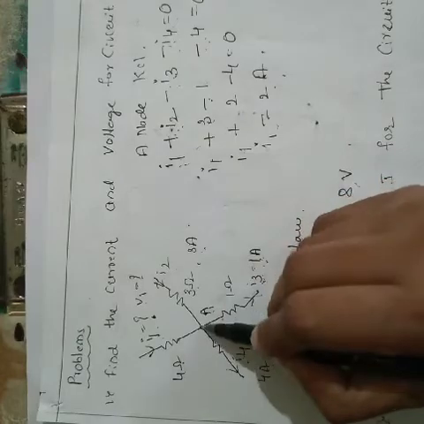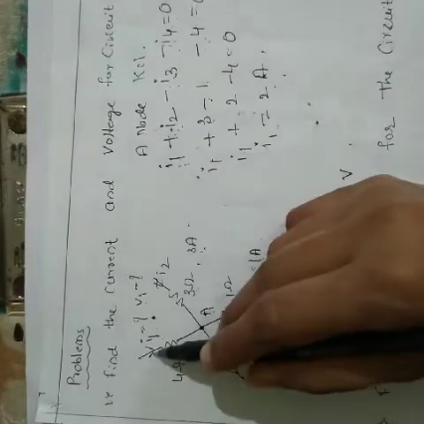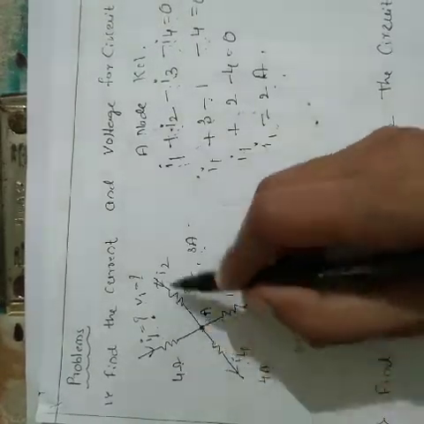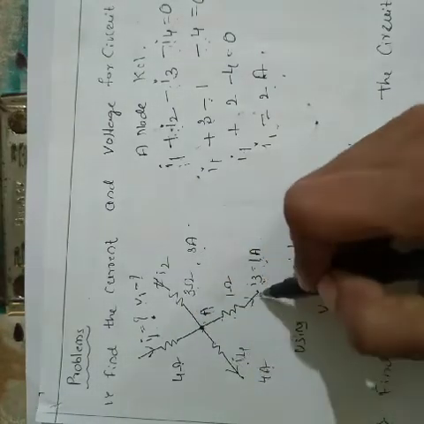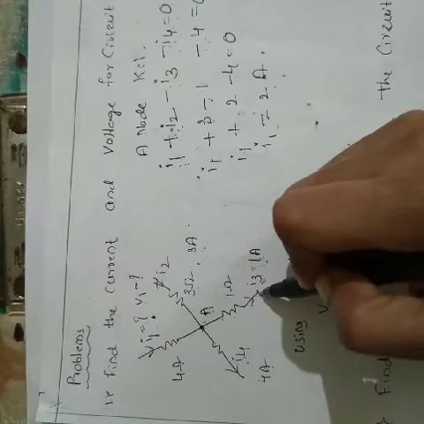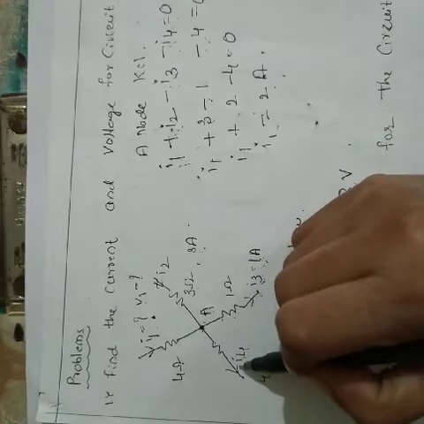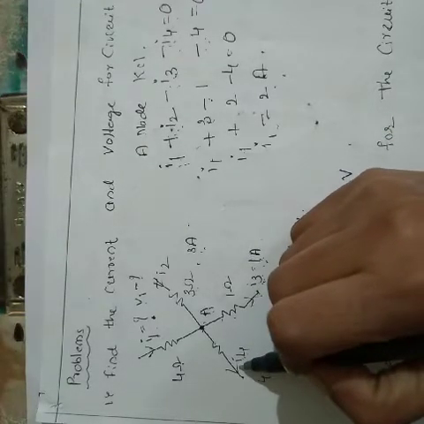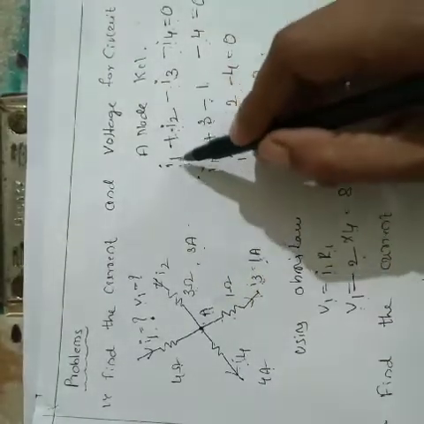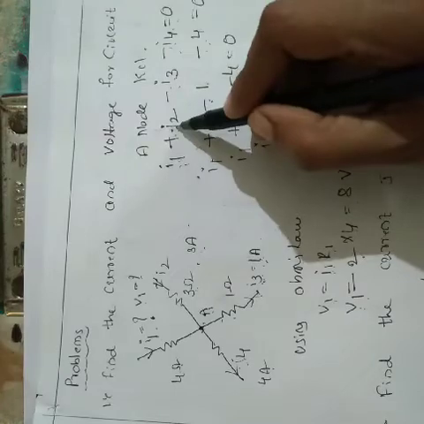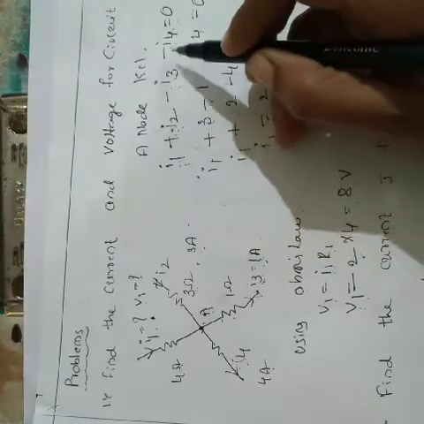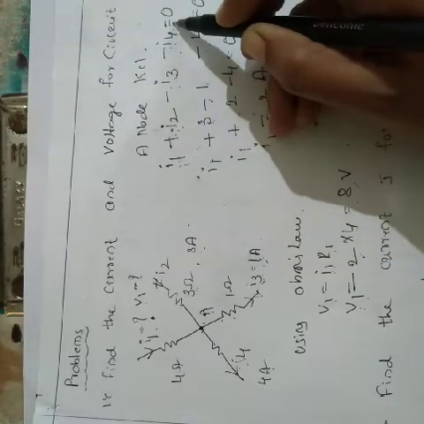Apply KCL at node A. I1 is towards the node and taken as positive sign, I2 is towards the node and taken as positive sign, I3 is away from the node and taken as negative sign, I4 is away from the node and taken as negative sign. Now apply KCL here: I1 positive sign, I2 positive sign, I3 negative sign, I4 negative sign, equal to 0.